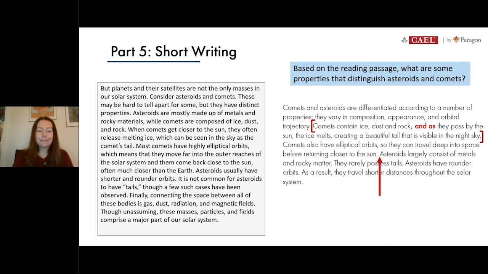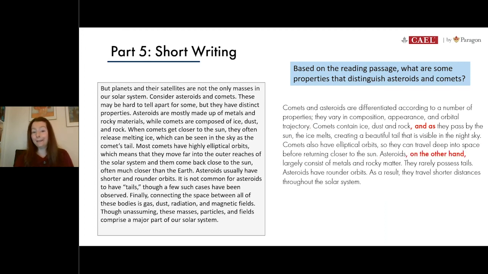Next, though, right here, this is where I shift gears and I start talking about asteroids. So I definitely want some sort of a transition of contrast here. So let me try this one. If I said asteroids, on the other hand, largely consist of metals and rocky matter. That works. They rarely possess tails. I like my vocabulary, but once again, I've got a very short, simple sentence, and I would like very much to connect that back. I can connect it, I guess, to the previous sentence or possibly the following one. What would work best? Let's try this.